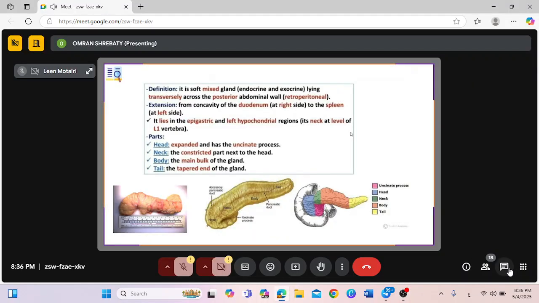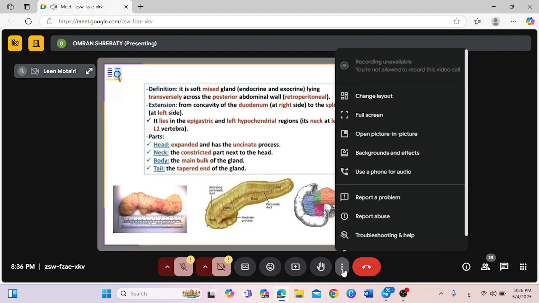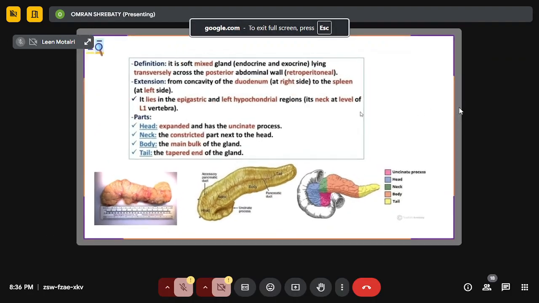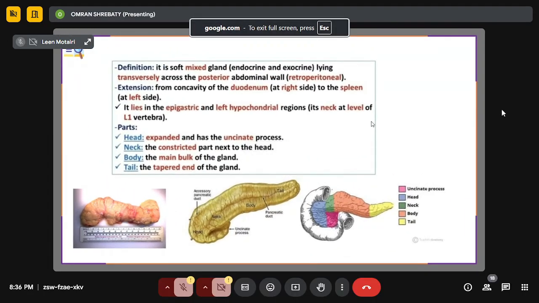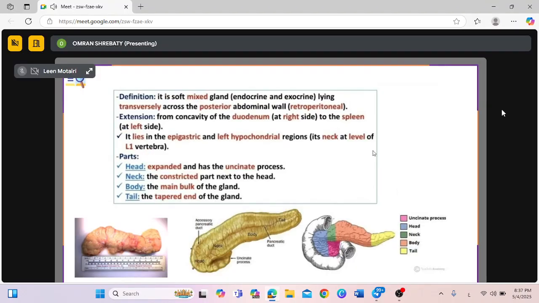The parts, as we already said, are 4 or 5, we can say, because we are having the uncinate process. Firstly, we're going to start with the blue structure, which is going to be the head, the expanded part, and it has the uncinate process, as we already said. Then we are having the neck, it's the constricted part of the head. Then we are having the body, which is the main bulk of the gland. Mainly all the gland is there. Then we are having the tail, which is the tapered end of the gland.